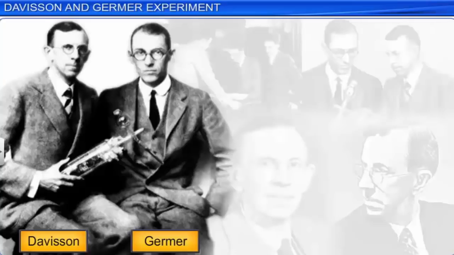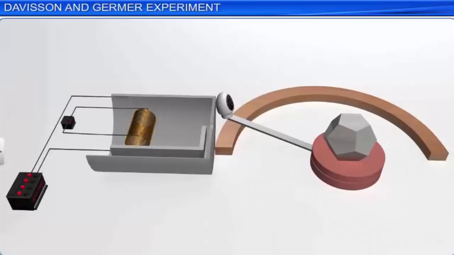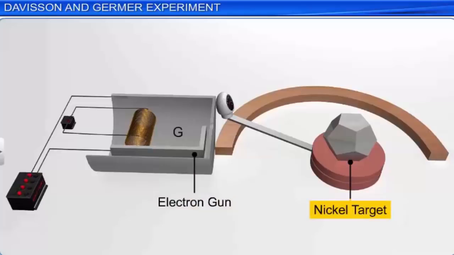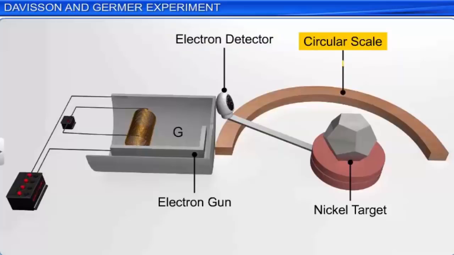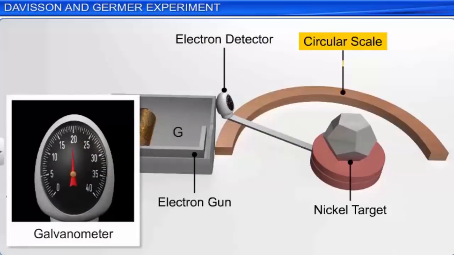The experimental discovery of diffraction of electrons by crystals by Davison and Germer established the wave nature of electrons. Here is the similar setup to the experiment conducted by Davison and Germer. The setup is placed in an evacuated chamber. It consists of an electron gun G, a nickel target, and an electron detector that is capable of moving on a circular scale. The electron detector is connected to a sensitive galvanometer used to measure current.